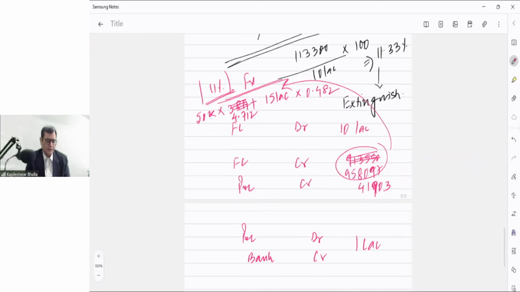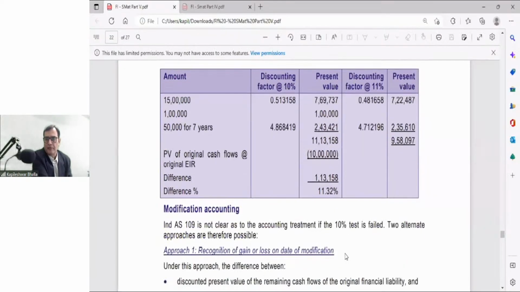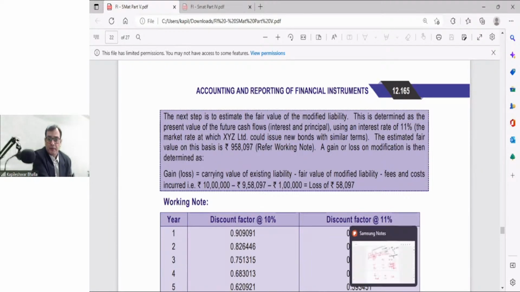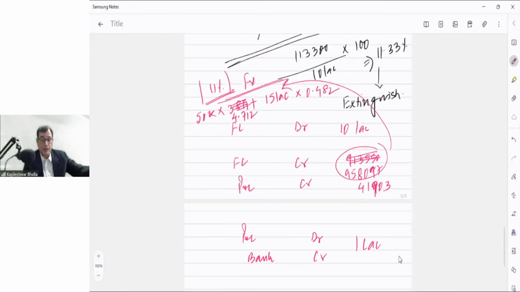Now, if you look at the study material, 1 lakh rupees is the TC debited in the P&L, and 41,903 is the gain. So if you look at the net position in the study material, they've given the net figure as well, and that's given in the end. The gain or loss is given at 58,097. That 58,097 is a net figure, which is 1 lakh rupees of TC, which has been debited to the P&L, and the gain which arose at the time of the extinguishment accounting, which is to the extent of 41,903. So that's how they've taken the net position.